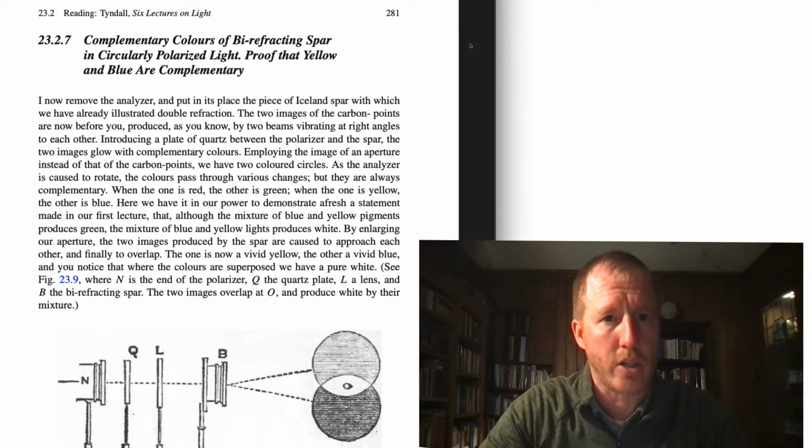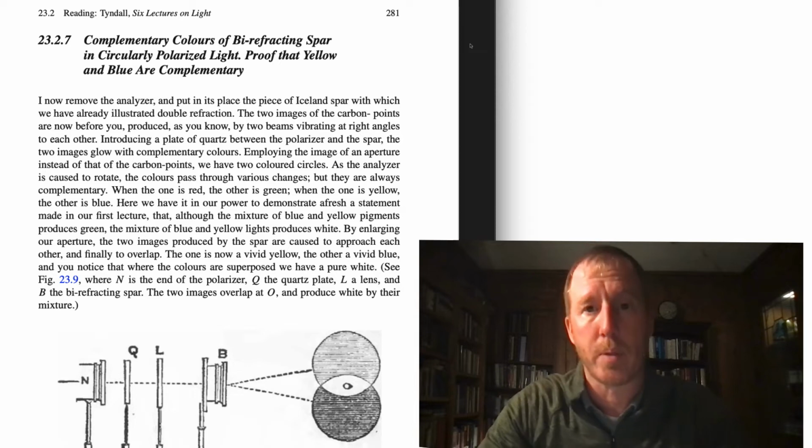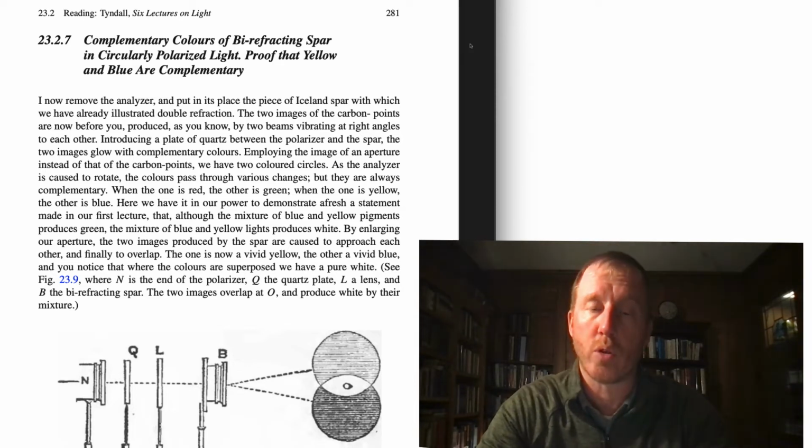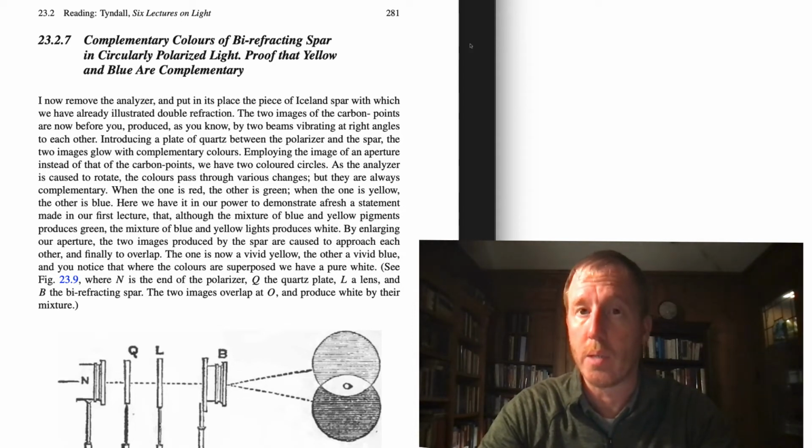Let me jump ahead to some experiments he talks about, and I think this is a challenging section, page 281, where he illustrates that blue and yellow are complementary colors. And I don't want to spend a lot of time on this because I don't think we have the background from earlier sections in his lectures on light that we haven't read, that's necessary to get a deep understanding of this.